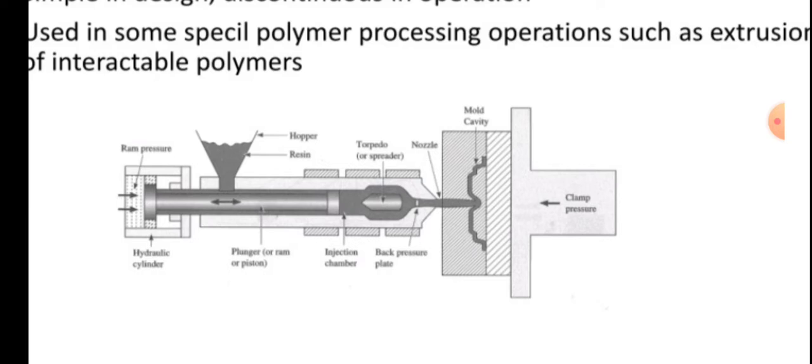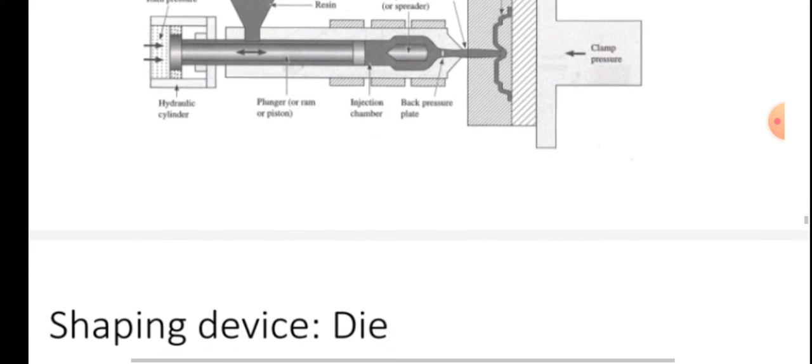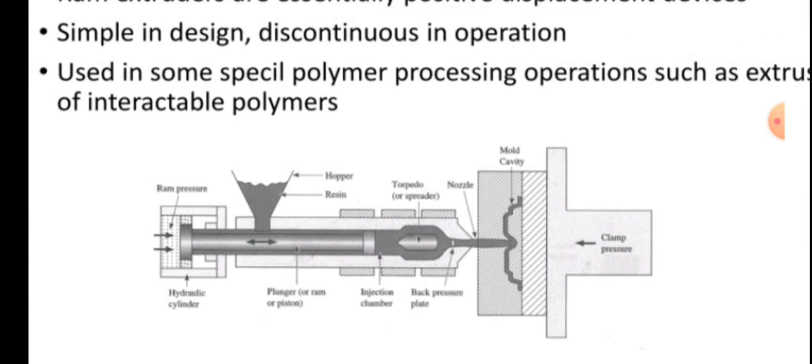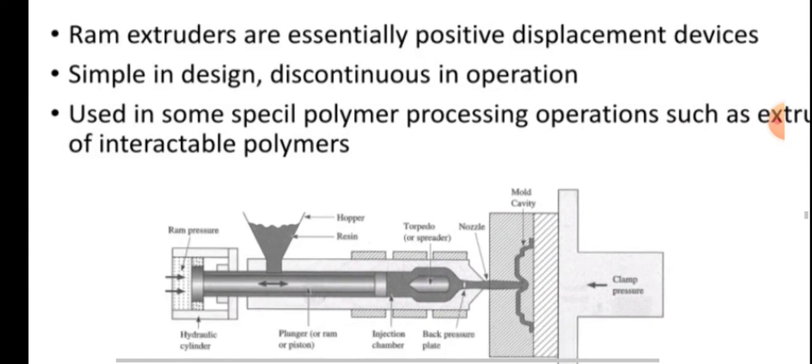Torpedo or spreader is given, injection chamber is given, back pressure plate, nozzle, mold cavity is given, clamp pressure is given. These are the parts of the single ram extruders.